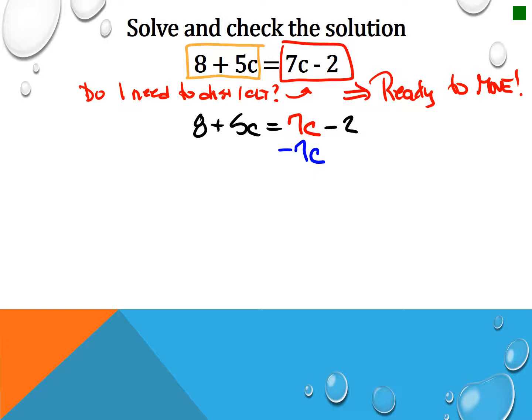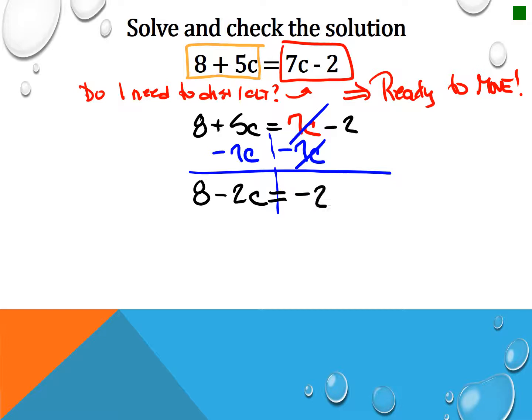But if I do that, I have to do it over here too. Remember, that's the other side of the equal sign. I'm going to make sure to put that minus 7C under his friend. His friend is the other term that has a C in it. So over here, those 2 cancel. On the left-hand side, I have 8C minus 7C, which is minus 2C equals negative 2. This is why I like to move things to the left.